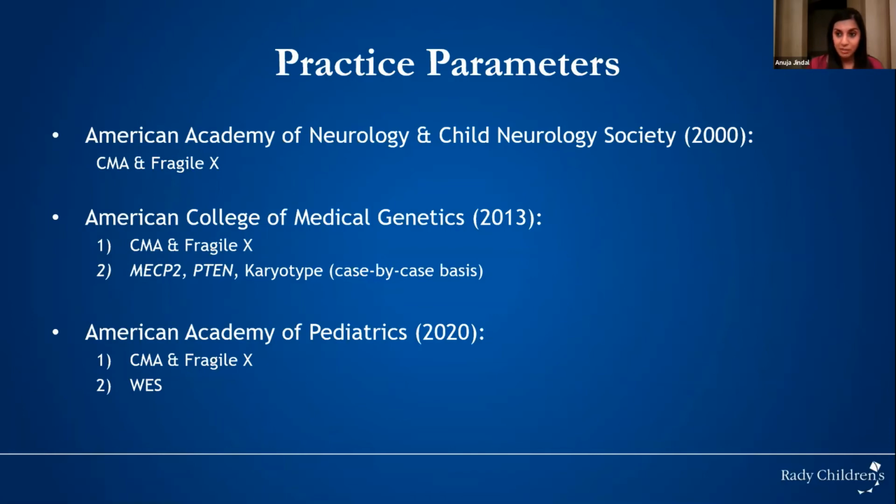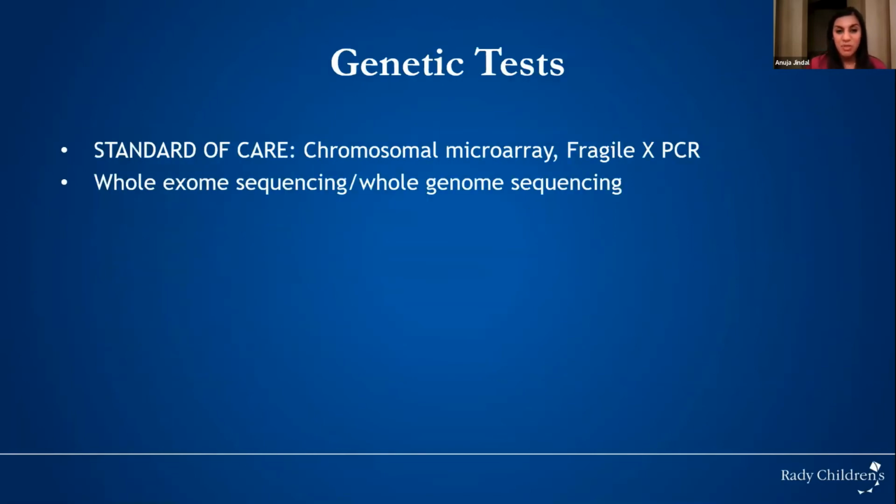I think it's a very well-written paper about autism spectrum disorders in general, the role of a pediatrician, and what testing is recommended. And I do encourage all of you to read it. As I said before, standard of care is a chromosomal microarray and a Fragile X PCR. A microarray is looking at small duplications and deletions across a set of known genes. Fragile X PCR is looking specifically for Fragile X disorder. The way this disorder presents itself, you cannot detect it on a microarray, and so that's why we test for it separately.